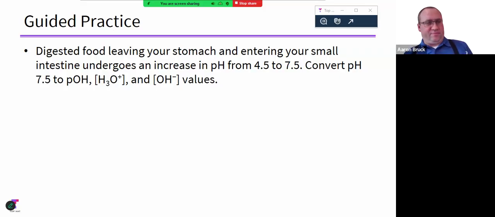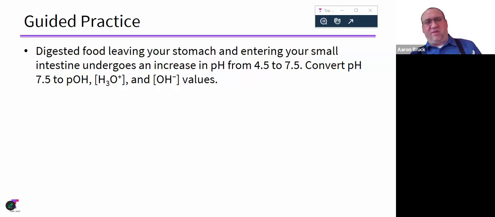All right. Guided practice problem. As your food is being digested, it leaves your stomach, which has a pH of about 4.5, to your small intestine, where the pH is about 7.5. What we want to do is convert the pH of 7.5 to pOH, to hydronium, and to hydroxide concentrations.